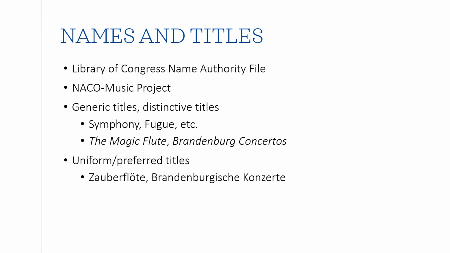Some works are also only known by a generic title, like Symphony No. 5, that could apply to many works by many different composers. So there's a higher need than in most other areas for disambiguation of different works and bringing together of different manifestations of one work.